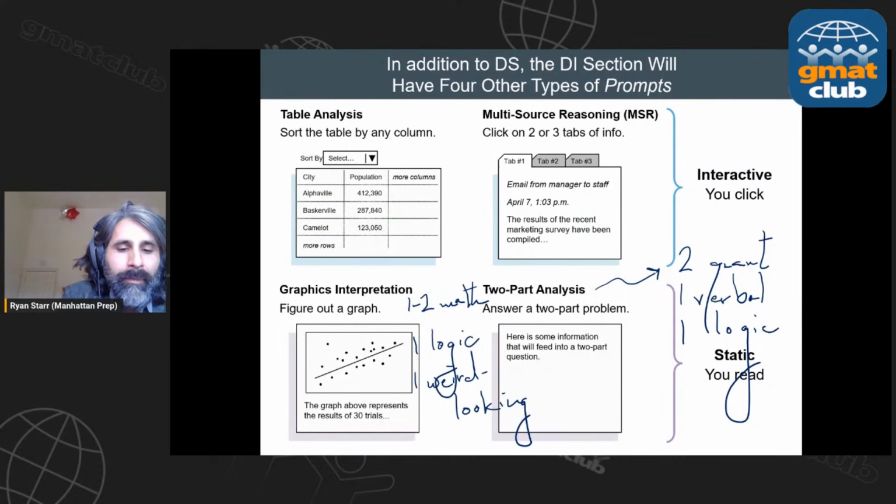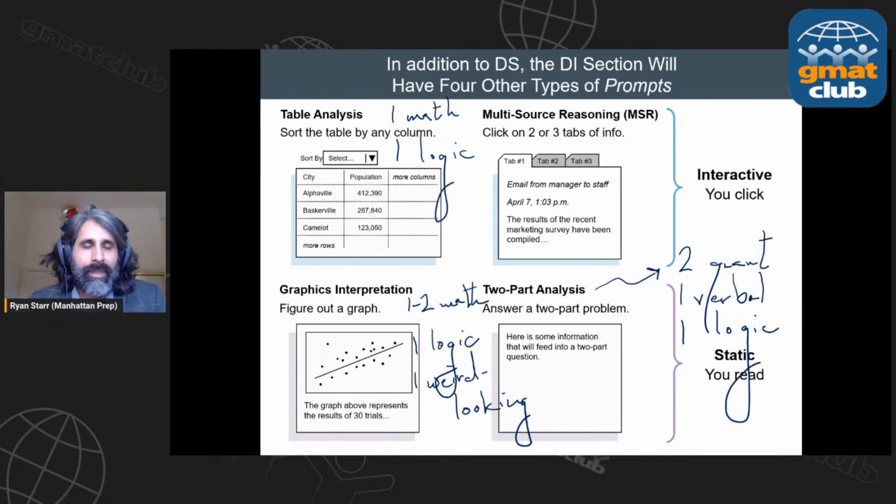Table questions can be either math or logic. You usually get about 2 of them, and usually 1 is more mathy, and 1 is more of a logic question, again with ordering or ranking or things like that to do. And then MSR. MSR is like the reading comprehension of the IR section. You get 3 questions bundled with your MSR prompt, and you basically just try your best on that, regardless of what it is. Some of them are more verbal, some of them are more quantitative, some of them are more logic-based. I've seen all 3 types.